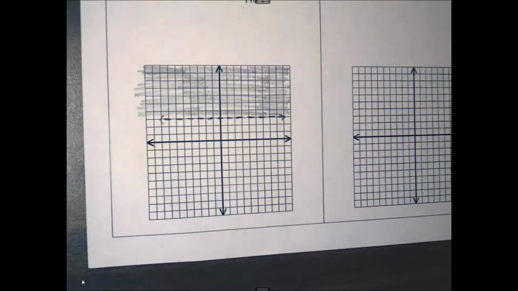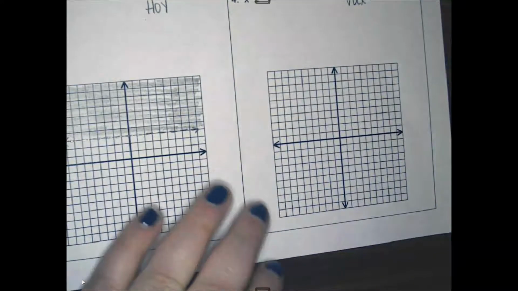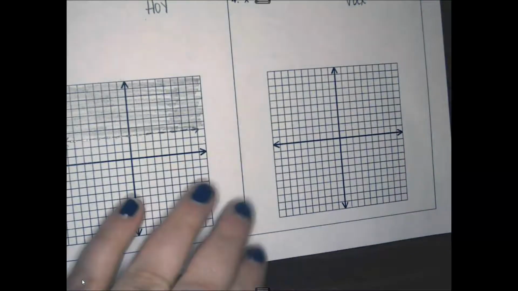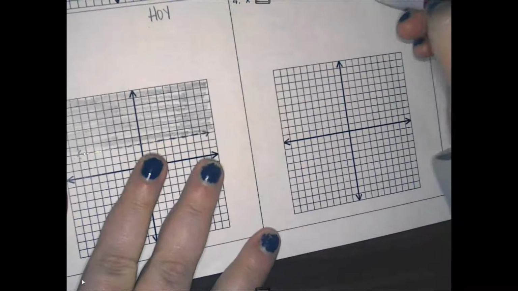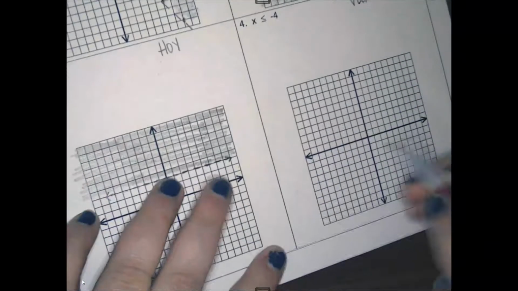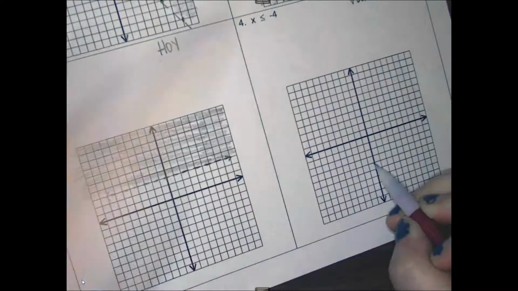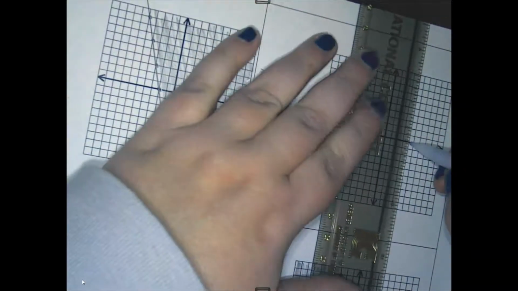All right, let's look at number 4. X, so I'm going to think of bucks. And so it's going to be x equals negative 4. So I'm going to have a vertical line at negative 4. And it has an equal sign with it, so I am going to put a solid line.